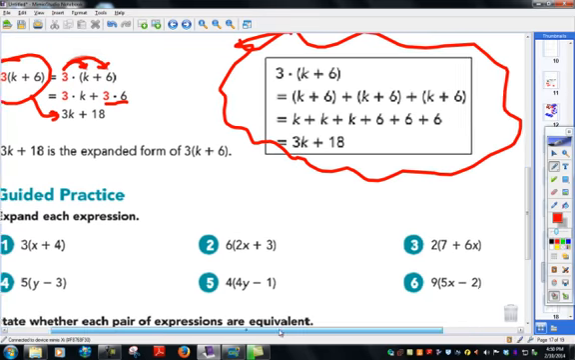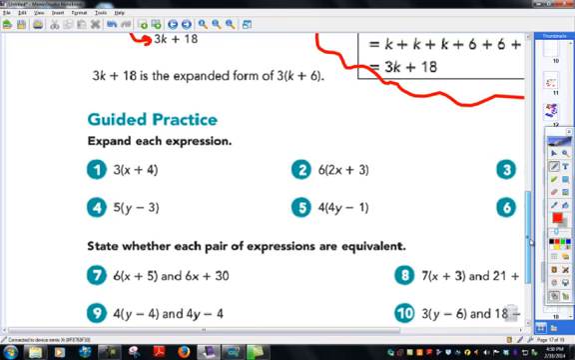Okay. So let's go down and practice expanding. Go ahead and you guys do, you know what? You guys do all 6 of these. I think you can handle that. Go.